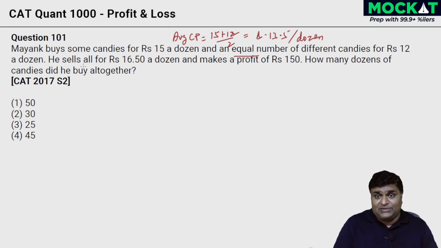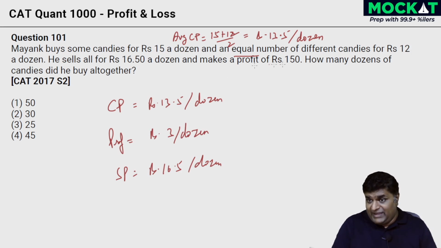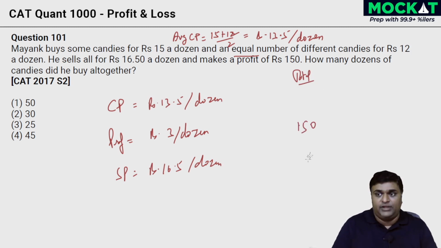Okay, he sells all for rupees 16.5 a dozen. So the cost price is nothing but rupees 13.5 per dozen. The selling price over here is nothing but rupees 16.5 per dozen. Then what would have been the profit? The difference of these two, rupees 3 per dozen. Now, what else is given? He makes a profit of rupees 150. In actual terms, total profit made over here is rupees 150.